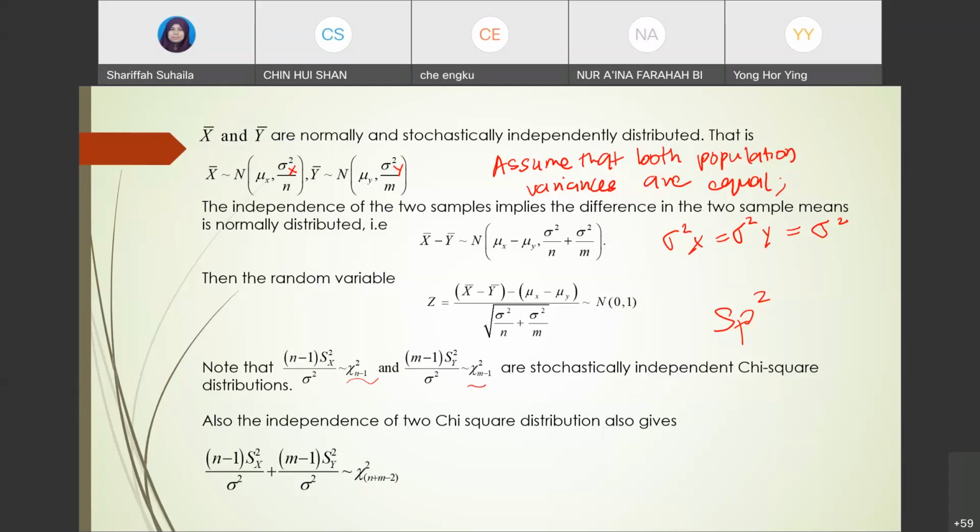Okay, so kalau kita add two independent chi-square, it will give you n minus 1 s square x over sigma square plus m minus 1 s square y over sigma square is distributed as chi-square distribution, degree of freedom n plus m minus 2. If you have one sample t, okay, you just have n minus 1. Tetapi kalau kita ada two sample ataupun two population, you will have n plus m minus 2. Okay, so assume this one are independent.